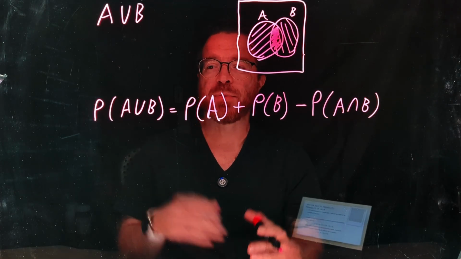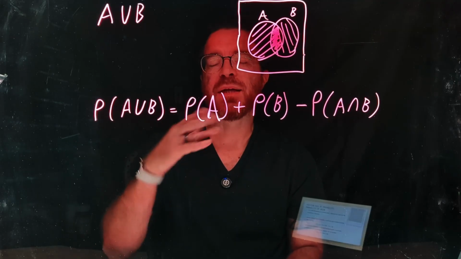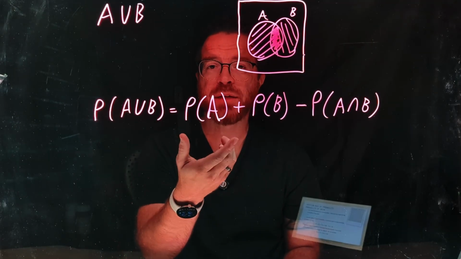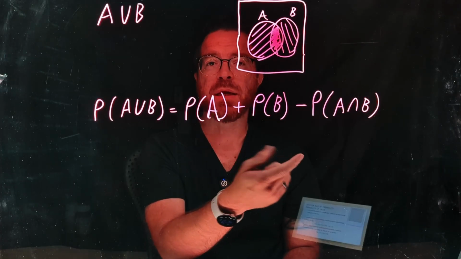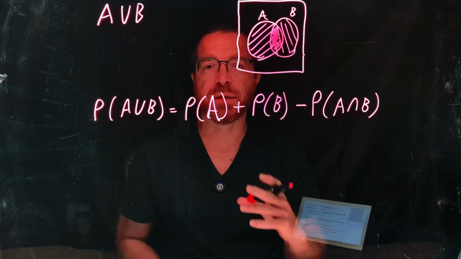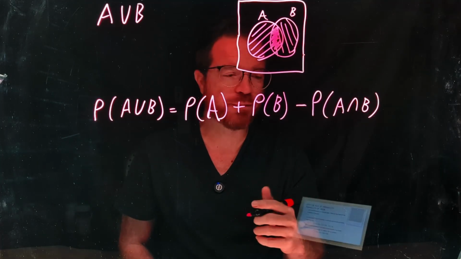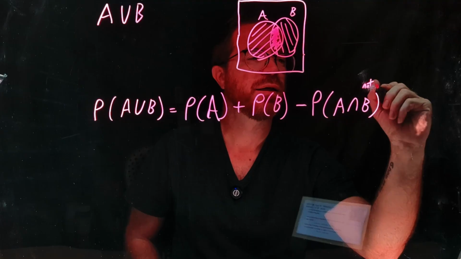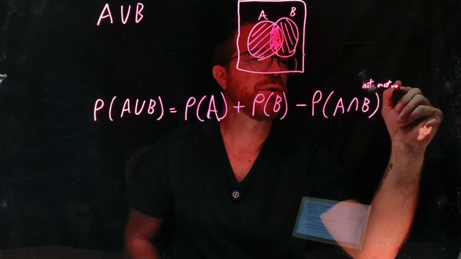If you have some event A and some event B in the sample space S, then the way you find the probability of the union is the probability of A plus the probability of B minus the probability of any overlap that the two events have. This specifically is when you have events that are not mutually exclusive.